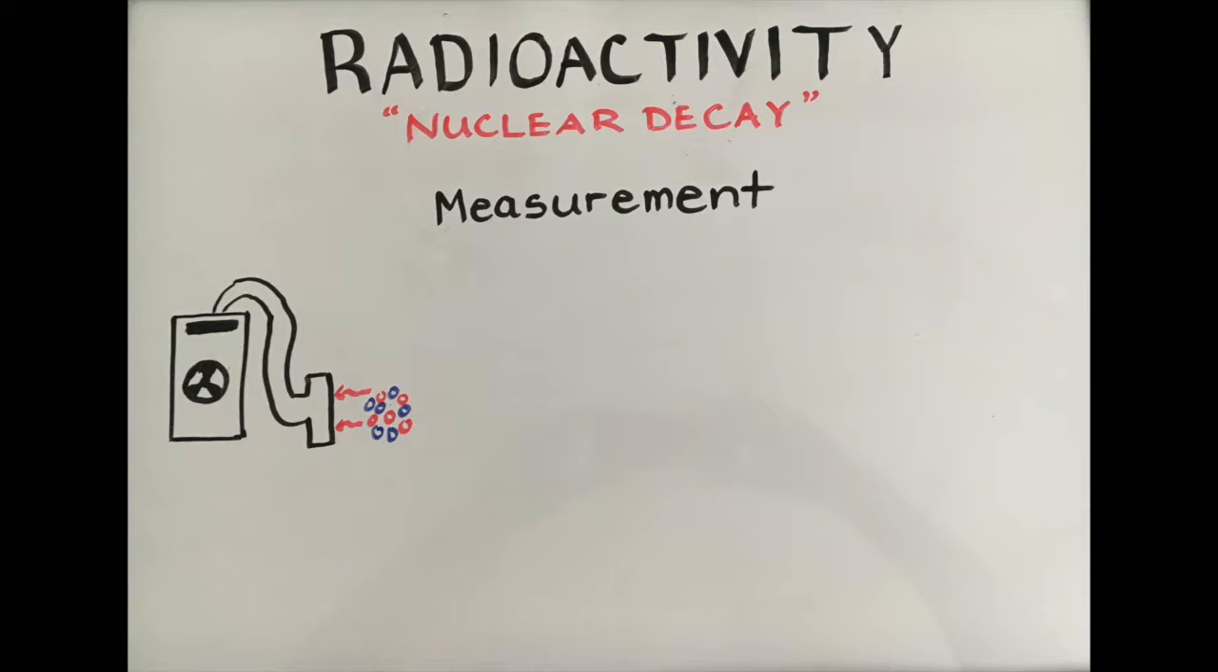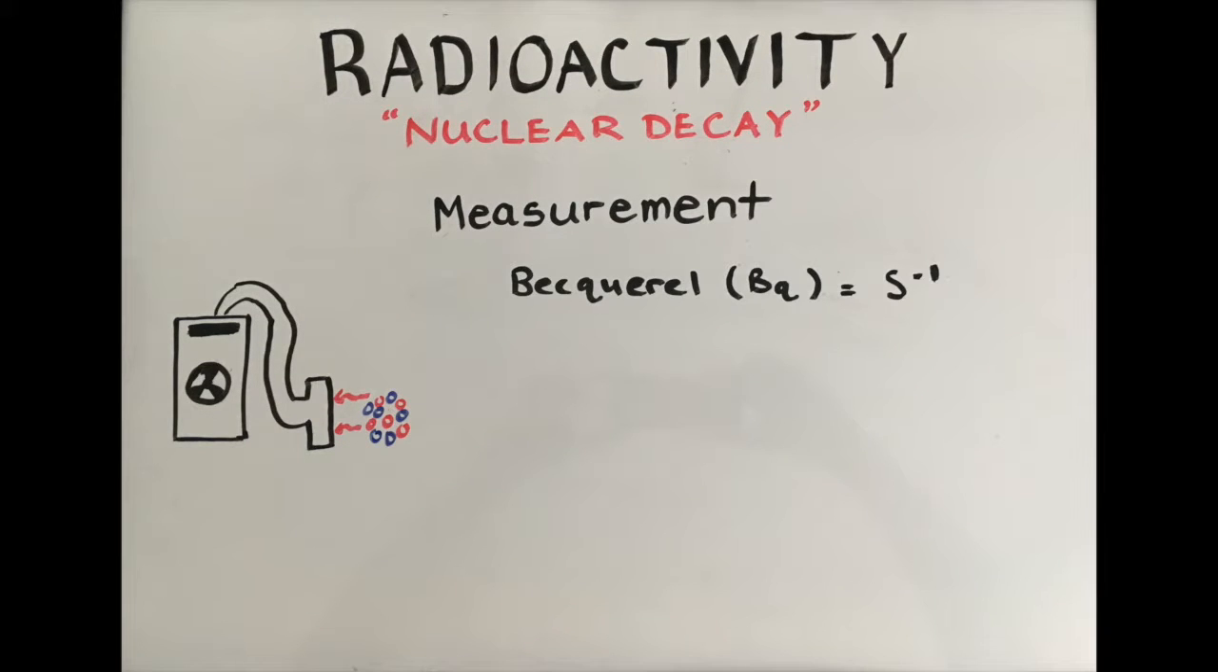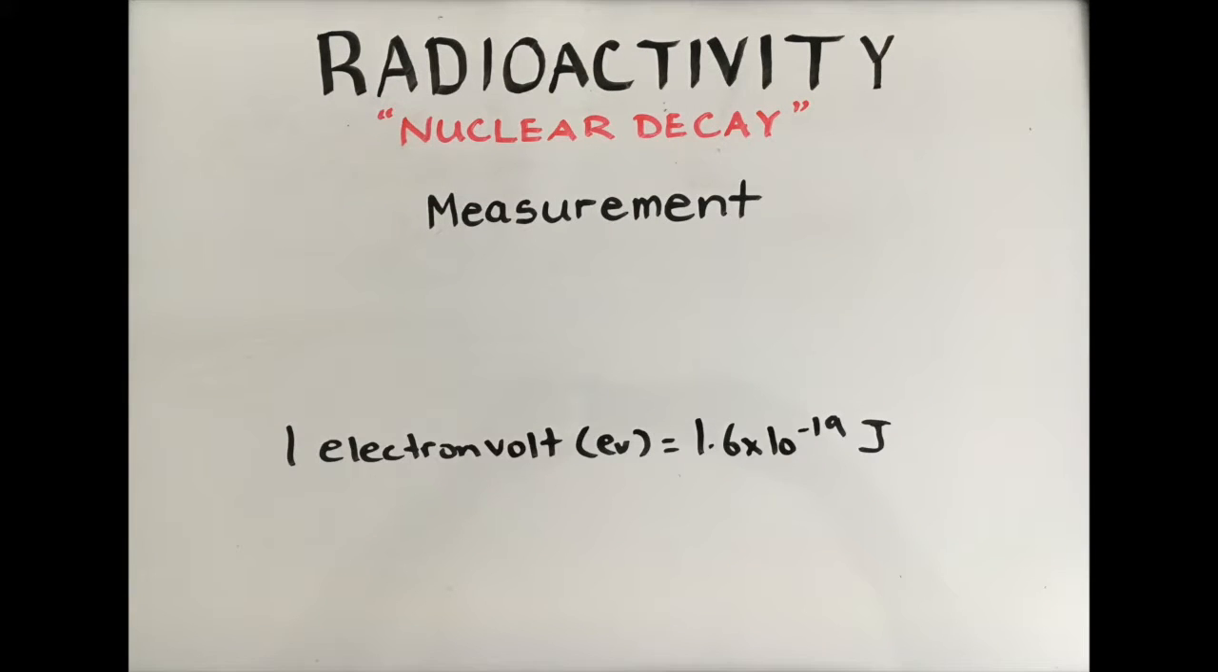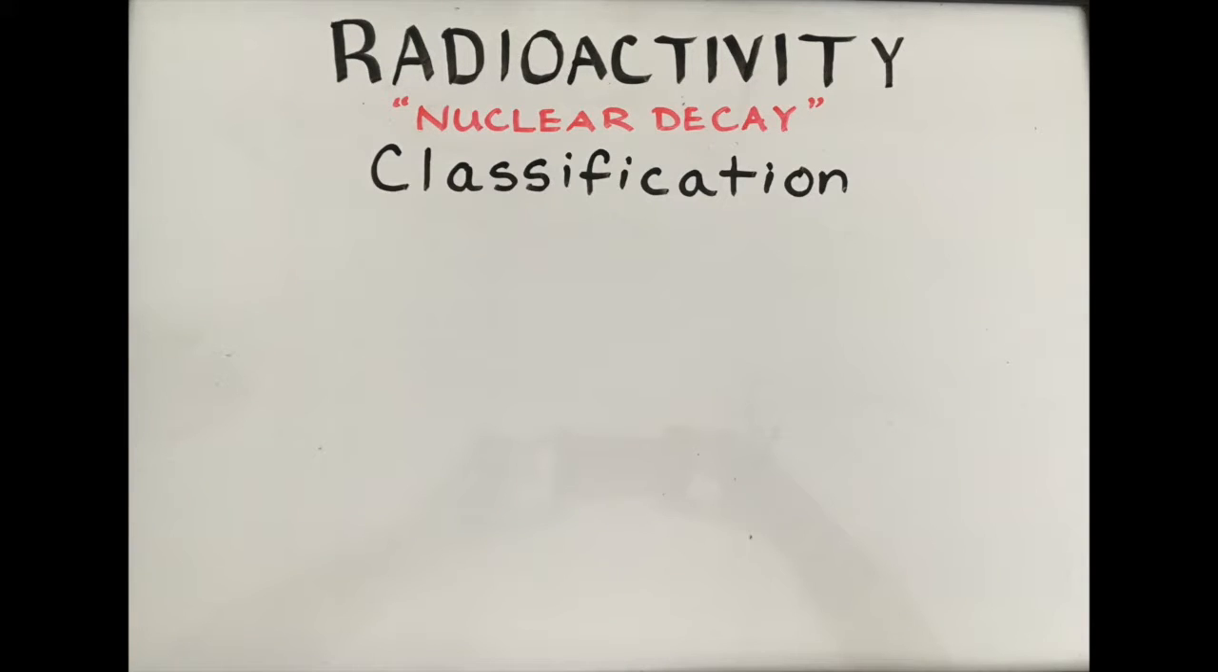Radiation is usually measured in the SI unit becquerel by a Geiger counter. 1 Bq is equivalent to an inverse second and refers to the amount of nuclear disintegrations per second. Meanwhile, the energy of a radioactive particle is measured in electron volts, which is equivalent to 1.6 times 10 to the negative 19 joules.